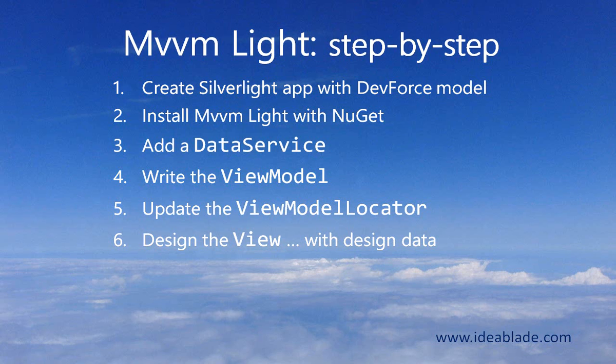We'll write the view model. We'll update the ViewModelLocator that creates the view model, and then we'll design the view using the design data that we get out of the DataService. Let's get going.